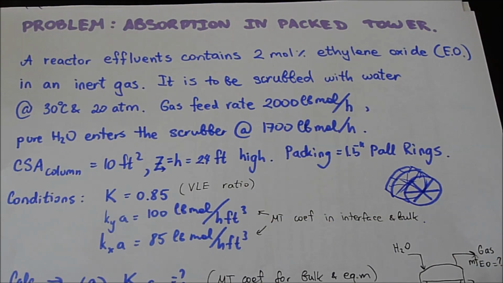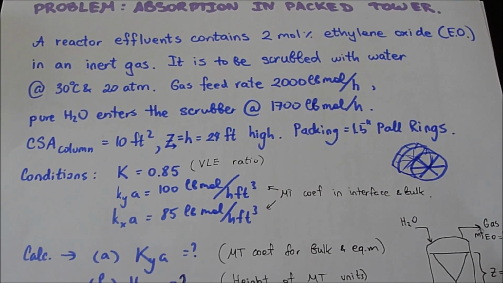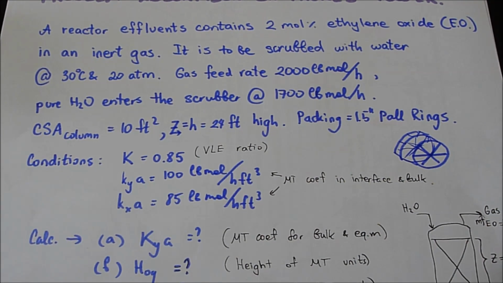Pure water enters the scrubber at 1700 pound-moles per hour. Cross-sectional area of the column is 10 feet squared, and Z, which is the height of the packing, is equal to 24 feet. And packing is made of 1.5 inches of pall rings. It looks something like this.